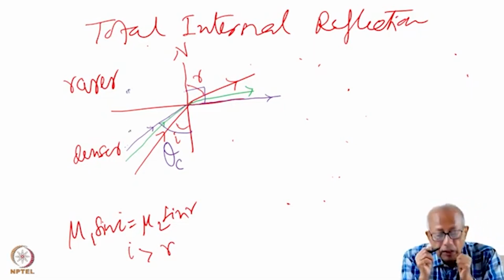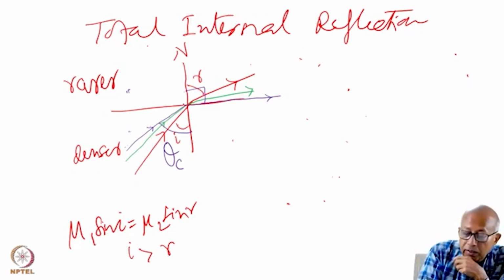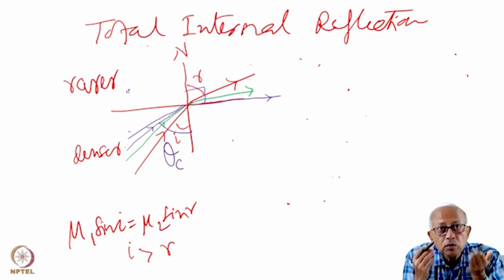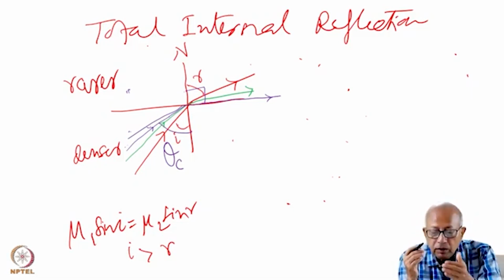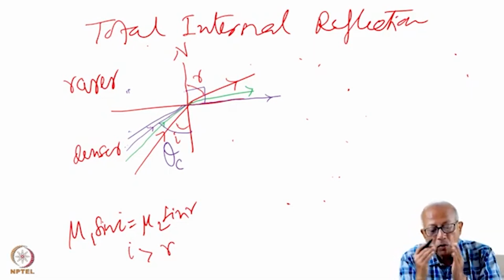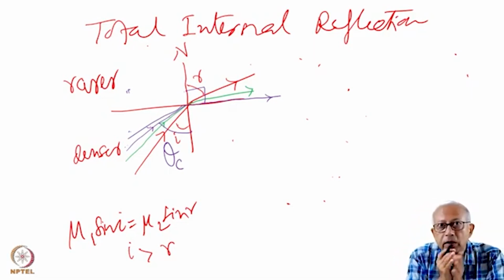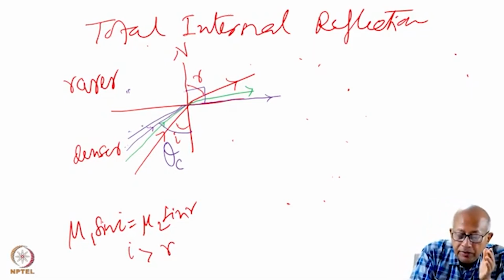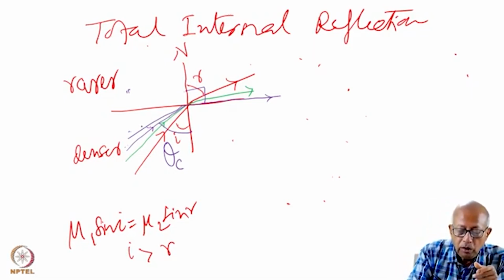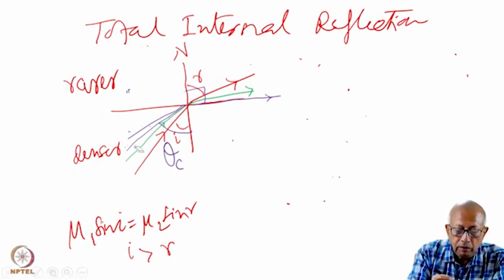So now you see, if you increase the angle of incidence just a little, there is no more scope for light to be refracted, because the angle of refraction has already reached the maximum possible, that is 90 degrees. So then what will happen? The entire light would now reflect.